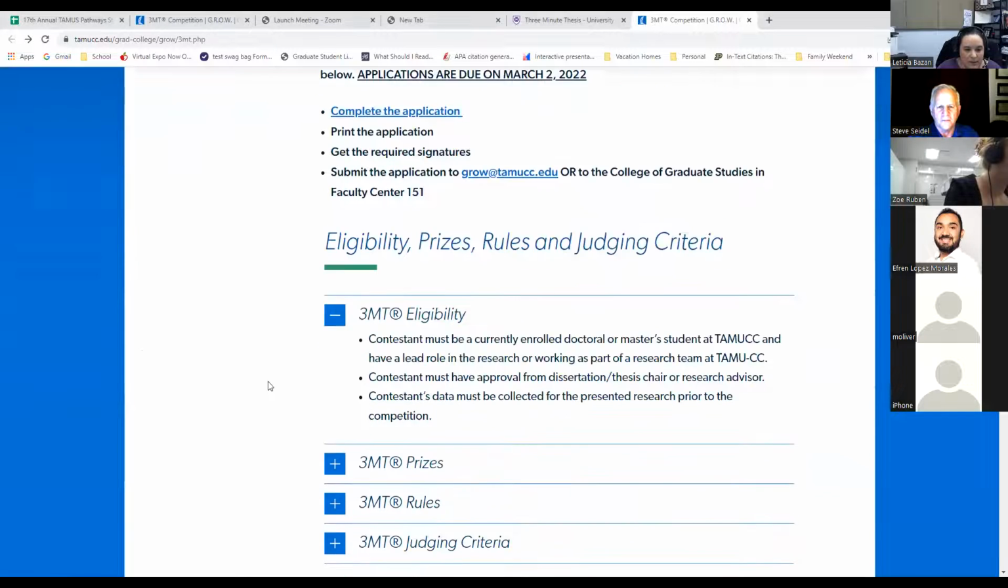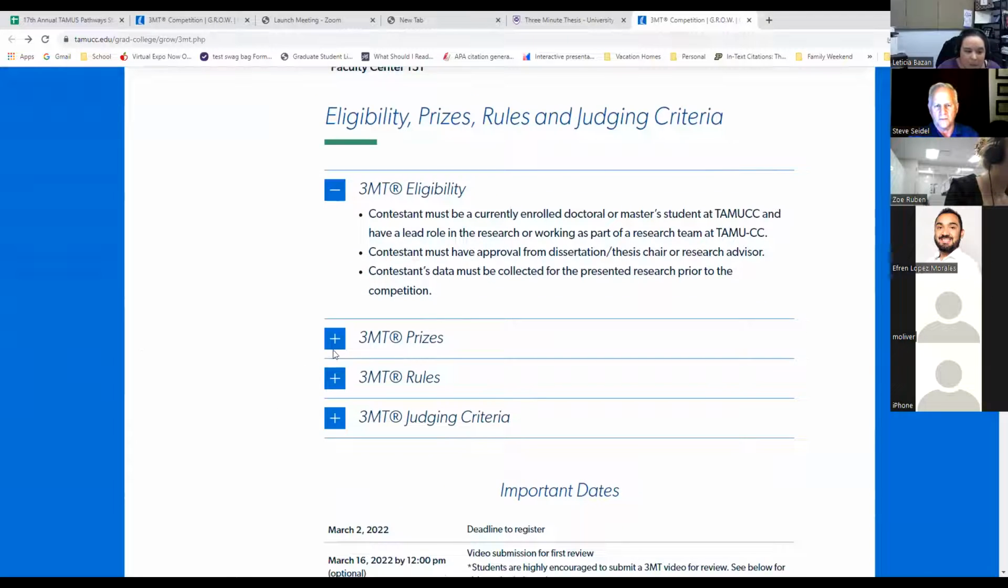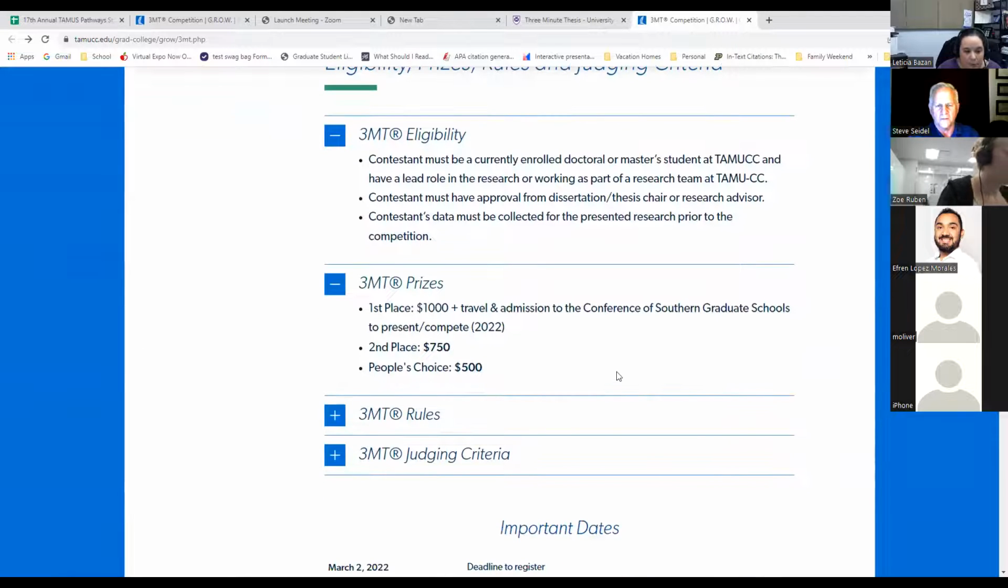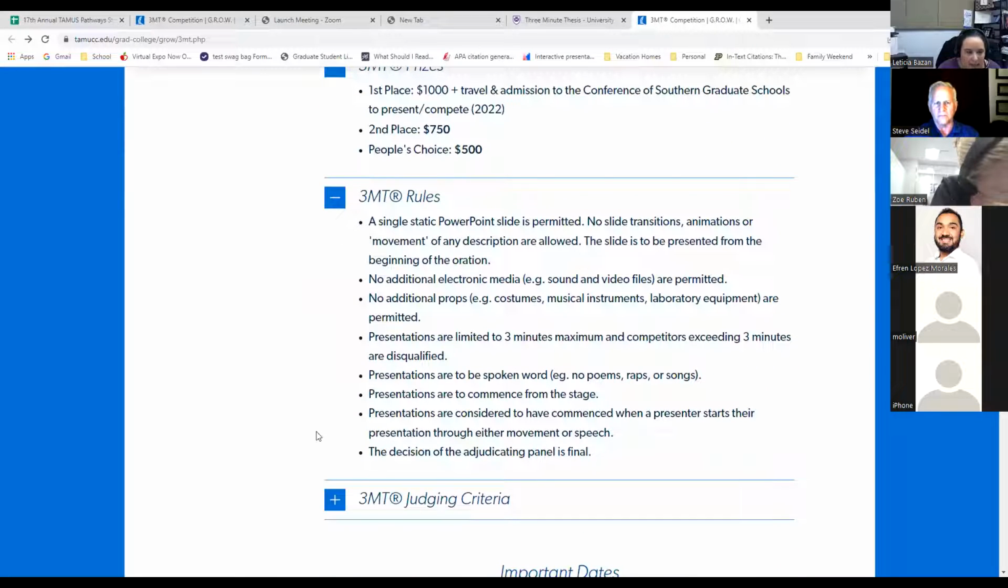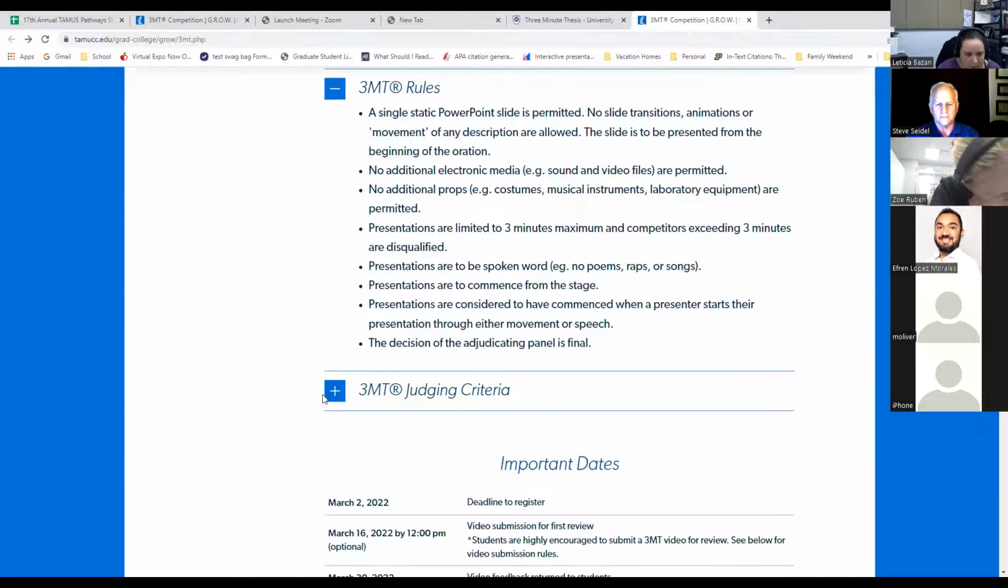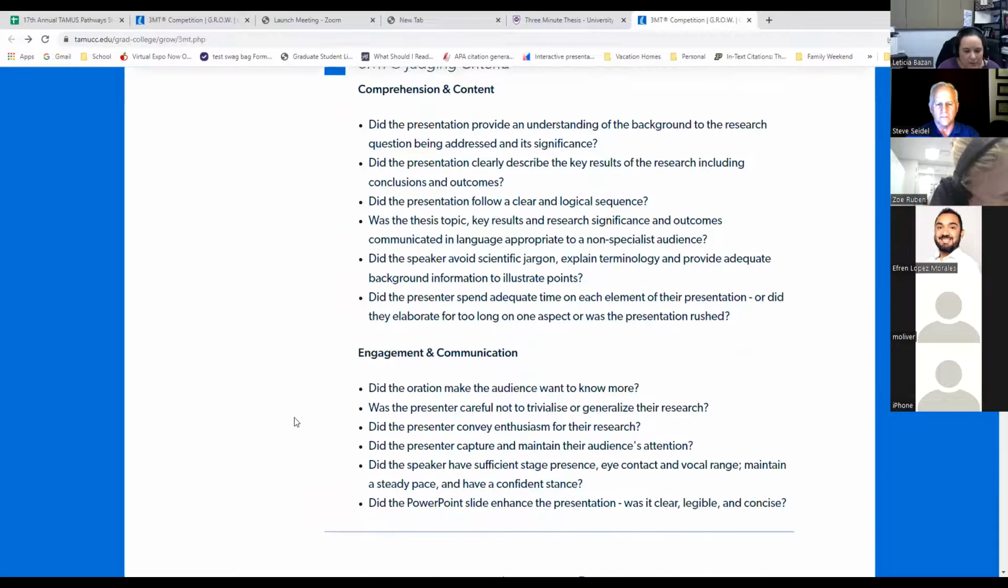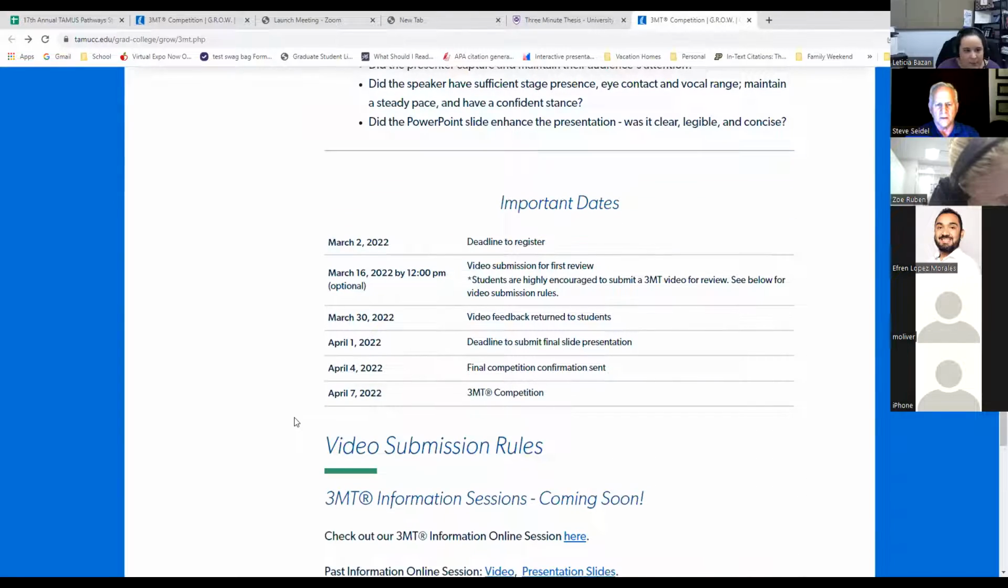We talk about eligibility, which Dr. Seidel has talked about. The prizes, of which we have 3, and the very last one is the People's Choice. That's where Dr. McCaleb was talking about bringing people from your classes. That's where that comes in handy, because we do want you to be able to present in front of an audience, and for people to appreciate what you've put into this. We do have the rules again about the slide, the timing, and all of that. And the judging criteria is here as well, everything that Dr. Seidel went over.